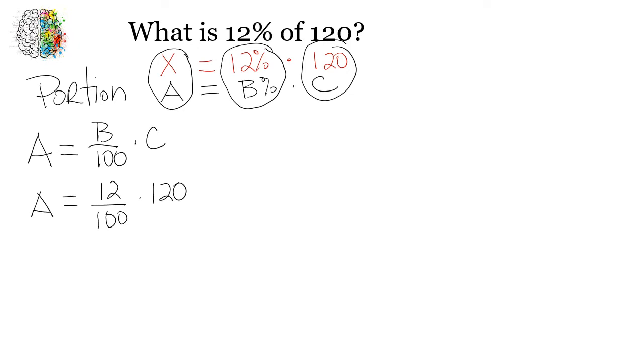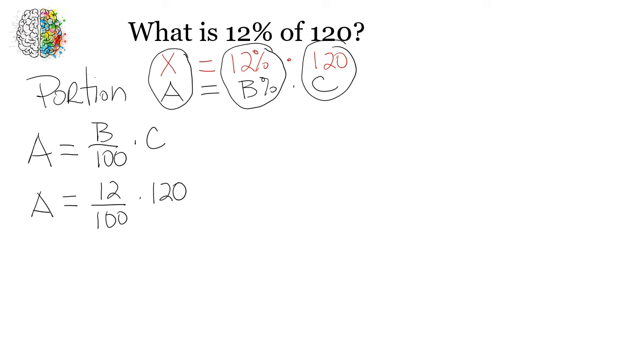Okay? So now it's just a matter of doing the multiplication. There's a couple of ways I can solve this. I can take my 12 and divide it by 100 and then multiply by 120. Or I can multiply the two top numbers together and divide by 100. Either way is perfectly fine. Multiplication and division have the same order of operations, so you can do whichever one makes the most sense to you.